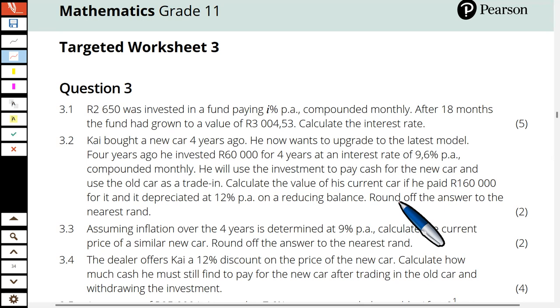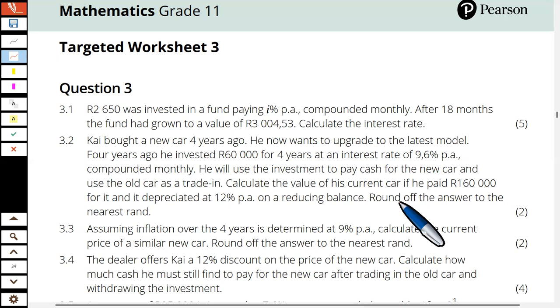I'm sorry, can I ask something? Yes, please. The power N is 18, right? Is the power N 18? Okay, that's a good question. So normally the power N, in this case, is going to be 18, right? Because it's after 18 months the fund had grown to that value.